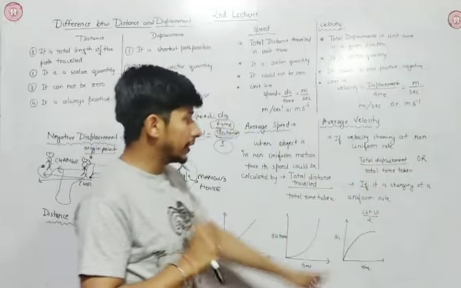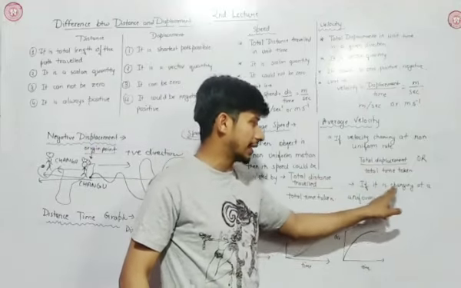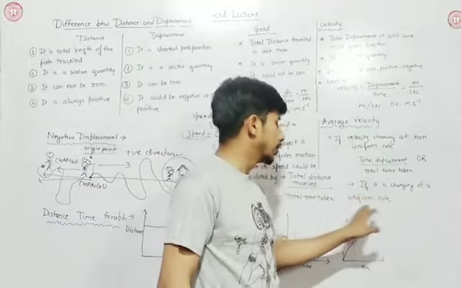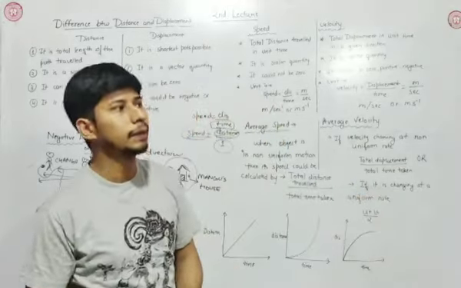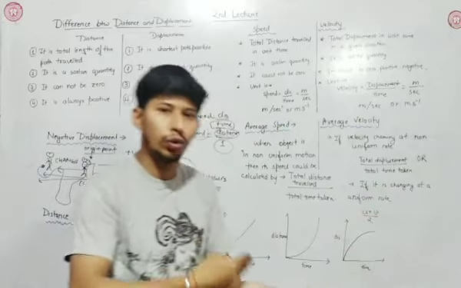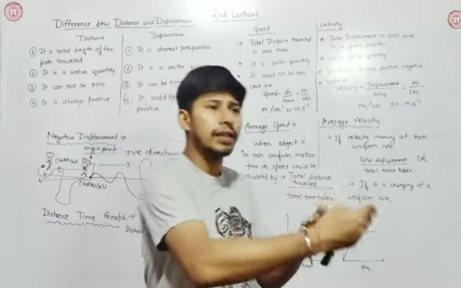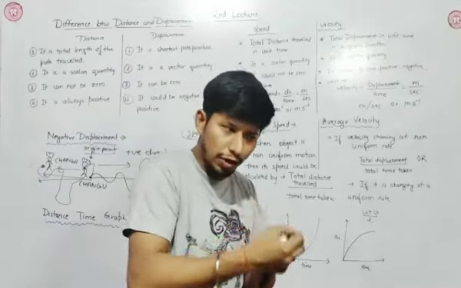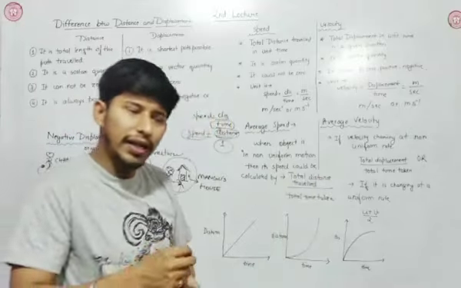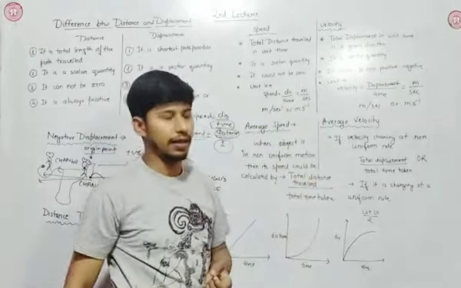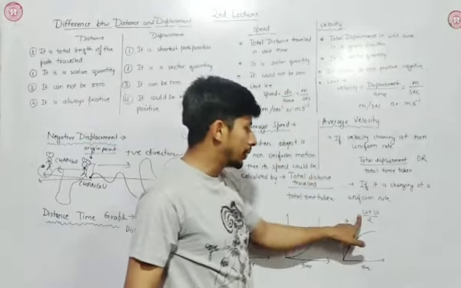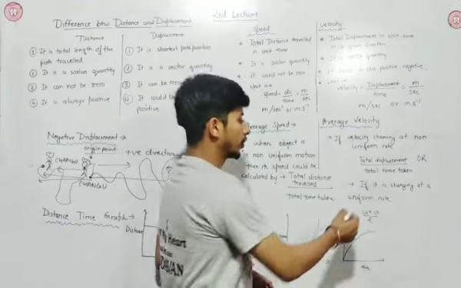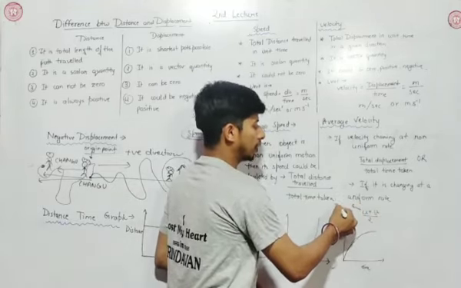But suppose its velocity is changing at a uniform rate, like it was 10, then 10 to 20, 20 to 30, 30 to 40, 40 to 50, 50 to 60. It means the velocity is increasing at a constant rate. In that case, we will use the formula u plus v by 2. What is u here? u is actually initial velocity.